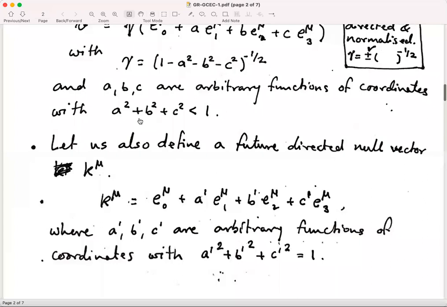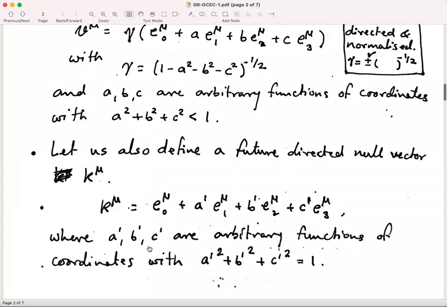Fine. Now, because this vector is null, we know that K mu times G mu nu would be zero, and for this parameter, that tells us that a prime squared plus b prime squared plus c prime squared should be equal to 1. So these are arbitrary vectors, subject to, of course, this condition. This is equality, whereas this is inequality.